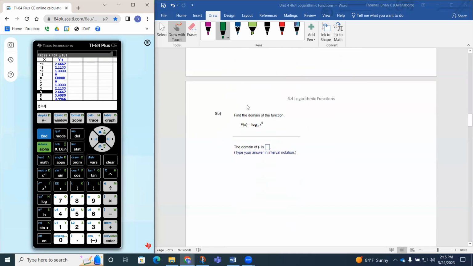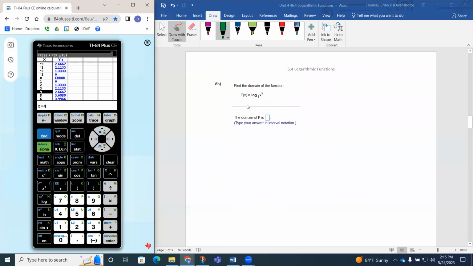Now, if I look at 8b, notice how we have x to the fifth. So this x to the fifth has to be greater than 0. Notice that if you raise a negative number to an odd power, it's still going to be negative. So here, x is still going to have to be greater than 0. Because if you put a negative number in, it's going to be negative, and a negative number is not greater than 0, and 0 is not greater than 0. So in this one, our domain would actually be from 0 to infinity.